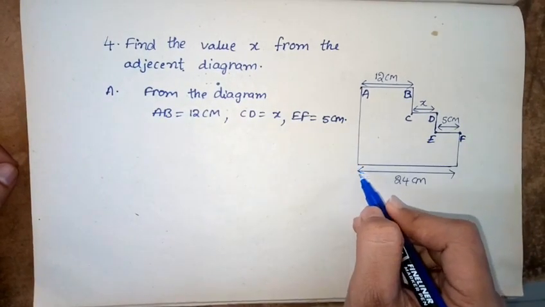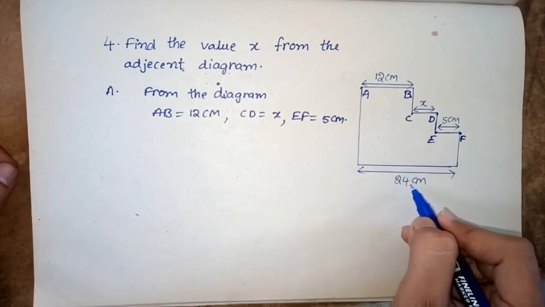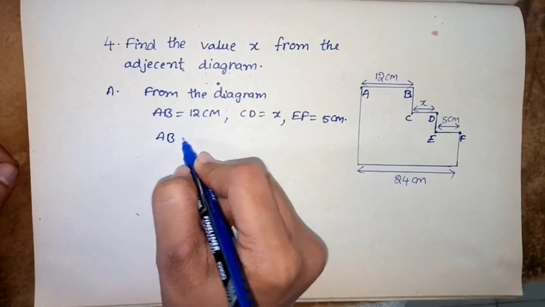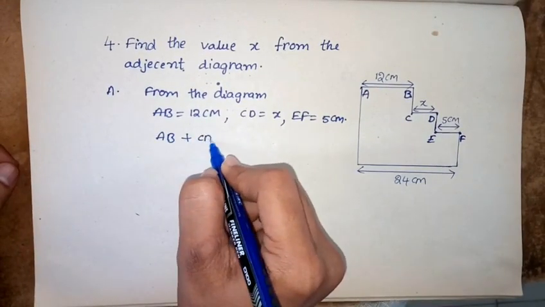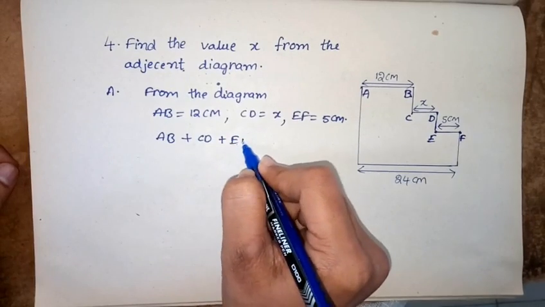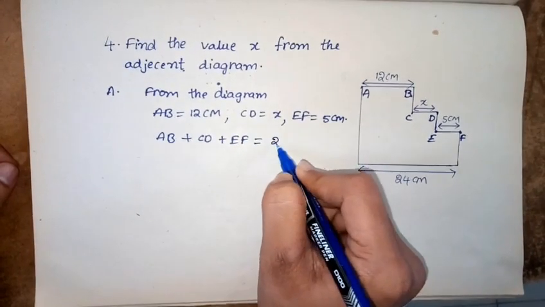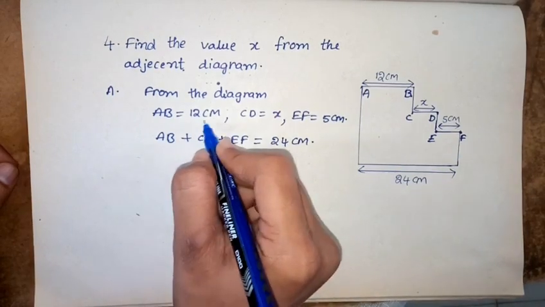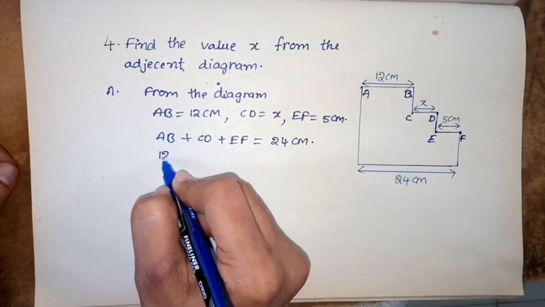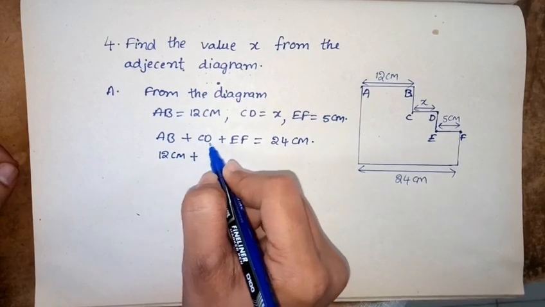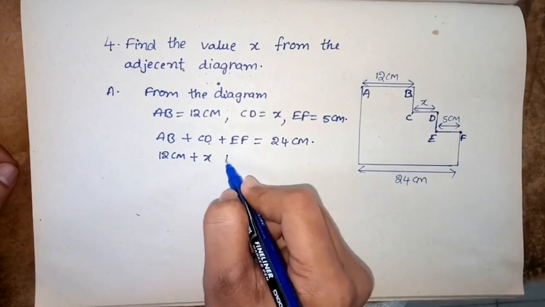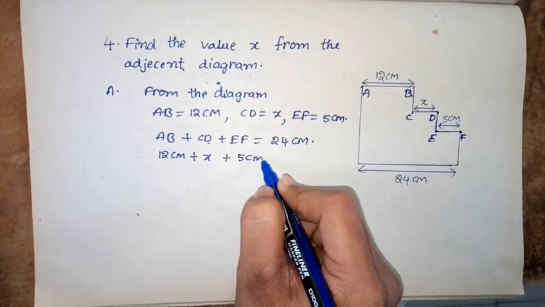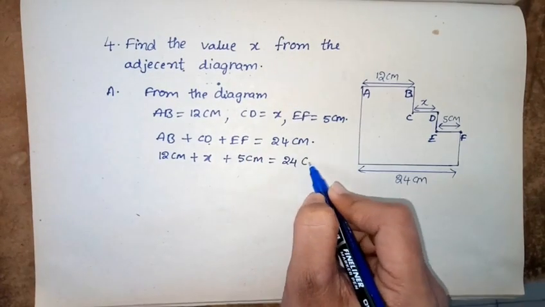In the bottom given, the total distance is 24 centimeters. So that is AB plus CD plus EF, the total distance, equal to 24 centimeters. Now the AB distance is equal to 12 centimeters. Substitute here 12 centimeters plus CD, which is x, plus EF equal to 5 centimeters, that is equal to 24 centimeters.